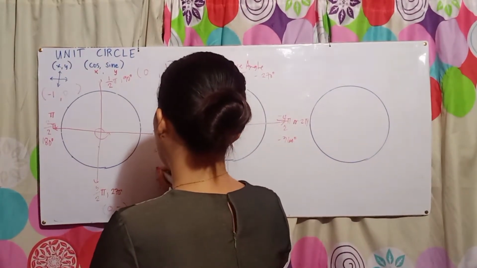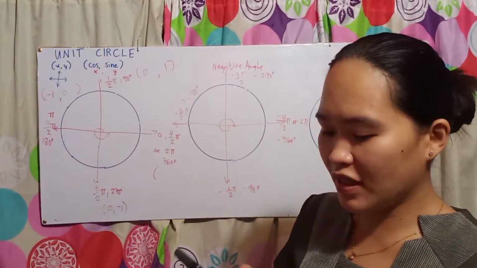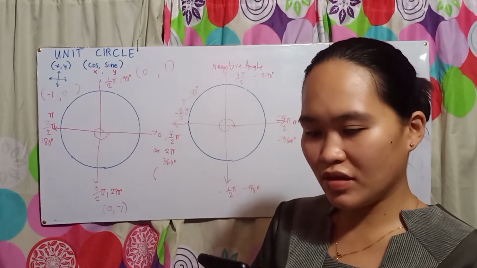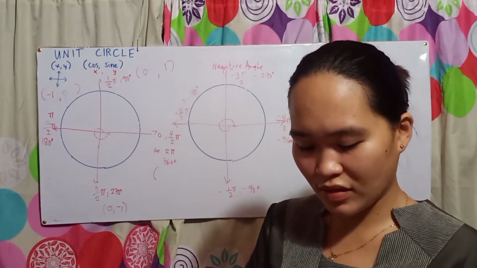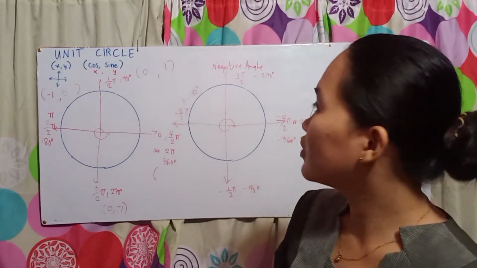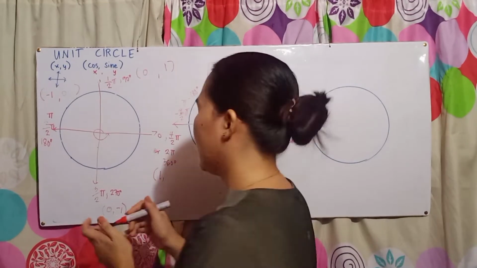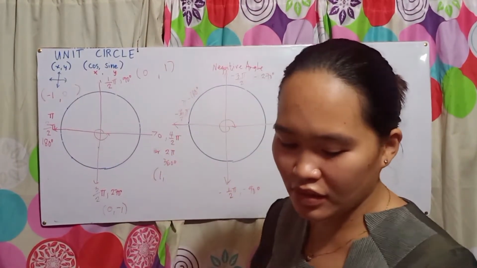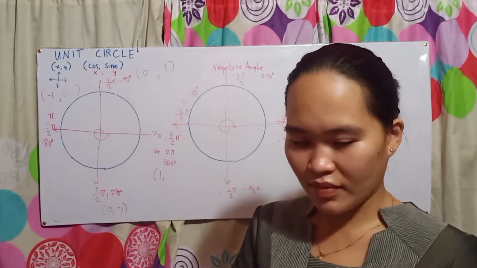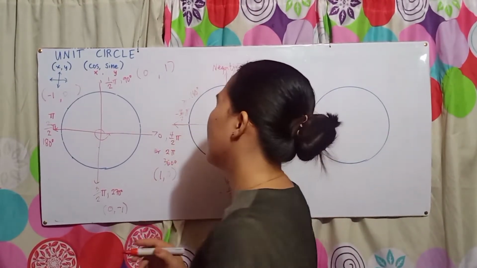Next, cos 360 or cos 0. Same answer, 1. Then sin 0 or sin 360 is 0. So 1 and 0.